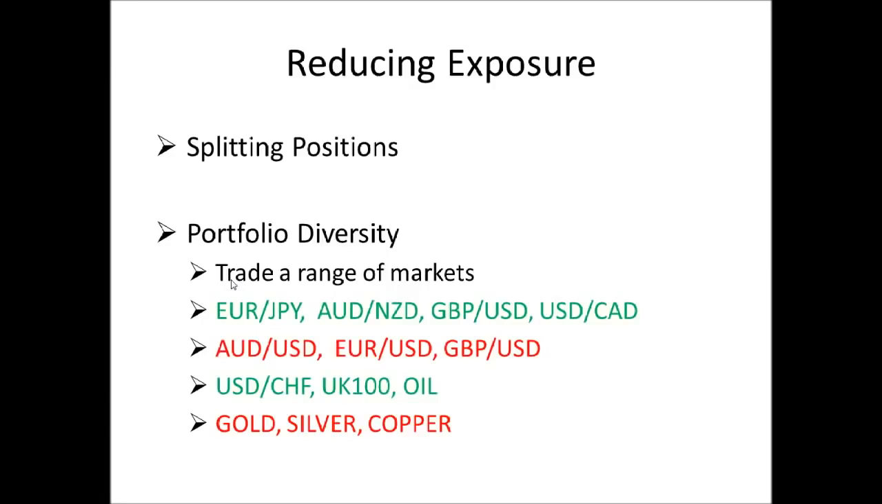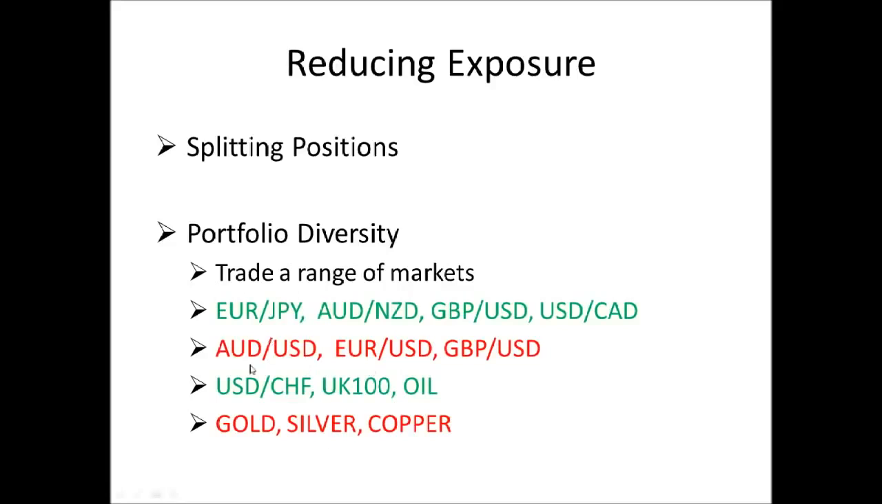markets. We have focused a lot on currency pairs or Forex in these videos, and a good portfolio could trade the following currency pairs: the Euro, Japanese yen, Australian dollar, New Zealand dollar, pound against the US dollar, and US dollar, Canadian dollar. The reason why that may be a good trading portfolio is it has exposure to a number of currency pairs, not just a single currency pair.